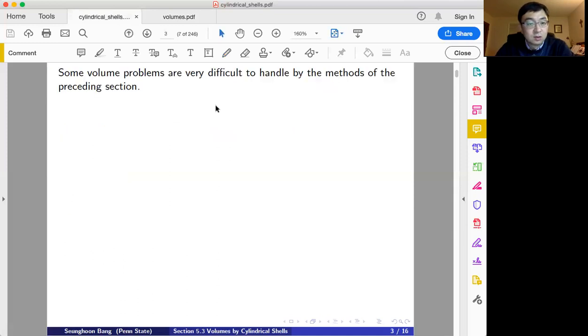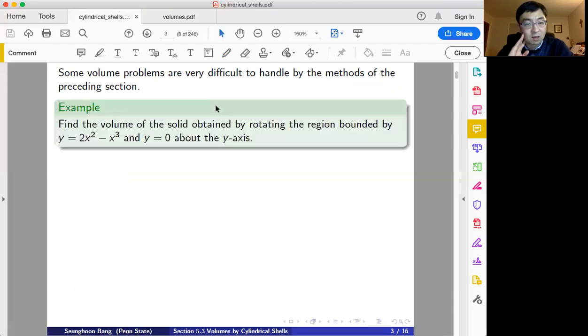Some volume problems are very difficult to handle by the methods of the preceding section, like the disk method or washer method. Sometimes very difficult. I can give one example: find the volume of the solid obtained by rotating the region bounded by y equals 2x squared minus x cubed and y equals 0 about the y-axis.